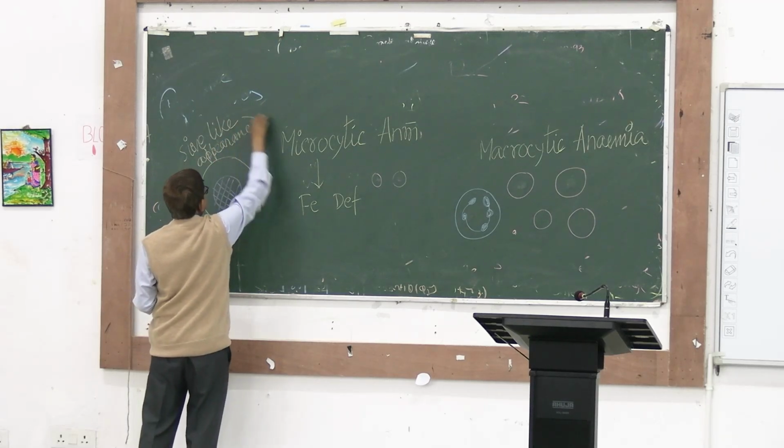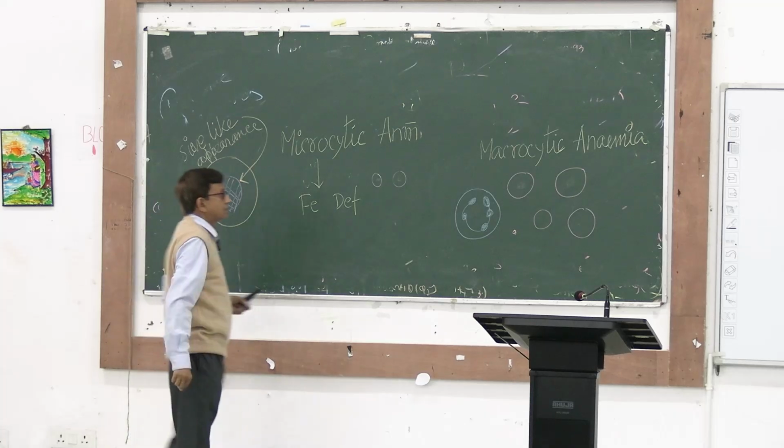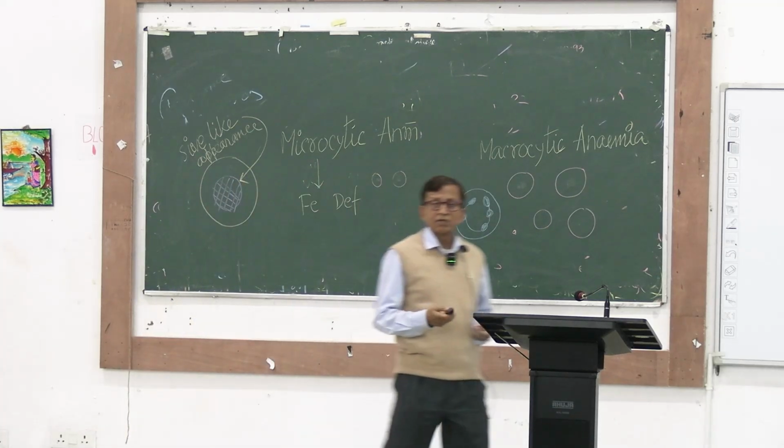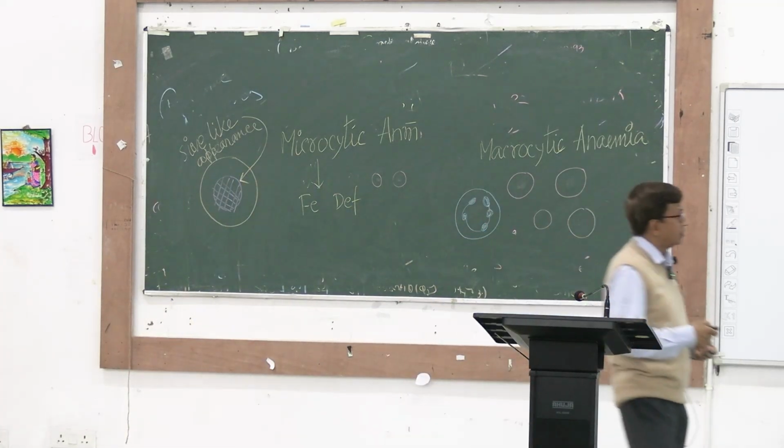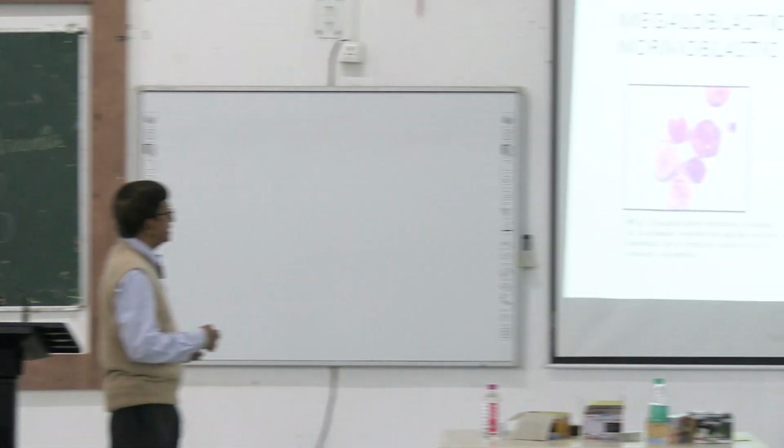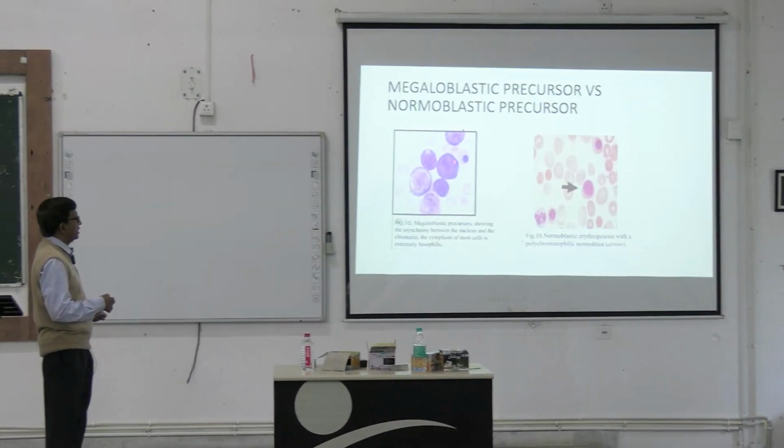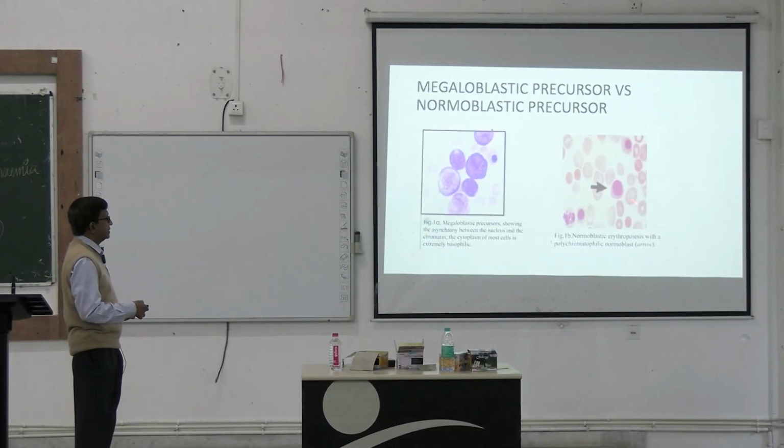Sieve-like appearance. Jal, Bangla bolle jal. What is that? Like a sieve-like appearance. See the chromatin character. This is very big. This is sieve-like appearance. The cytoplasm is deep blue. There is a halo here.